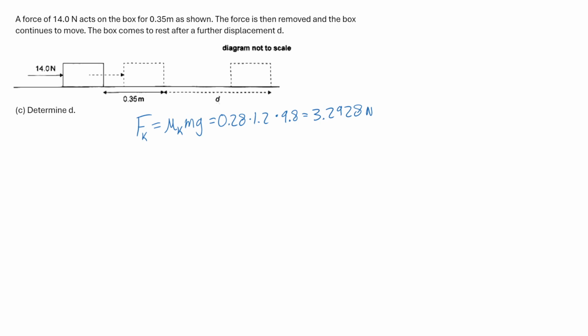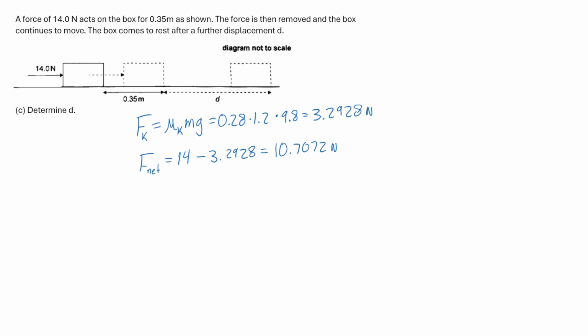But then we also have 14 newtons acting to the right. And this frictional force, this force of kinetic friction, is opposing that motion. So our net force is going to be that 14 newtons minus 3.2928. So that is 10.7072 newtons as our net force.